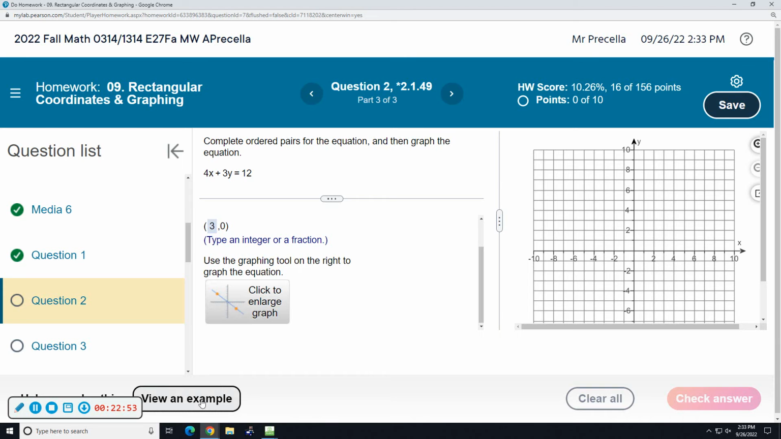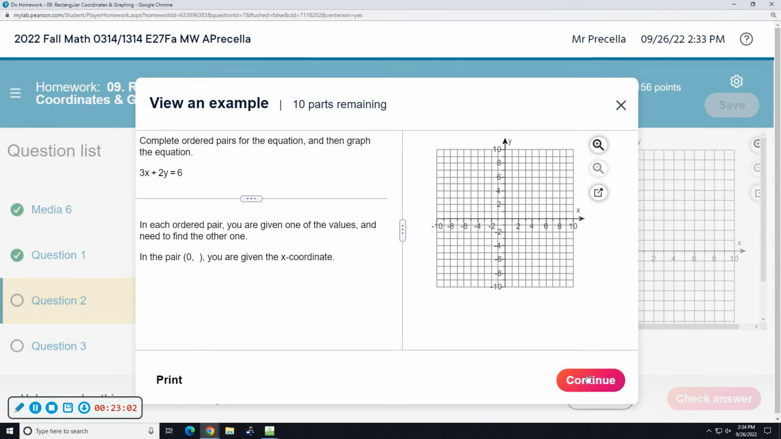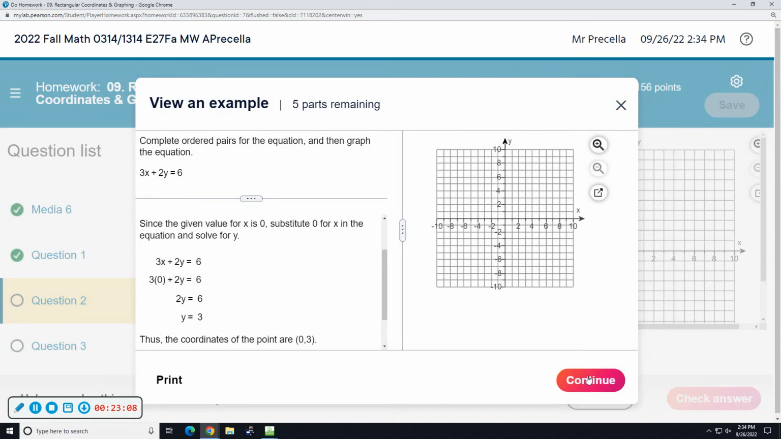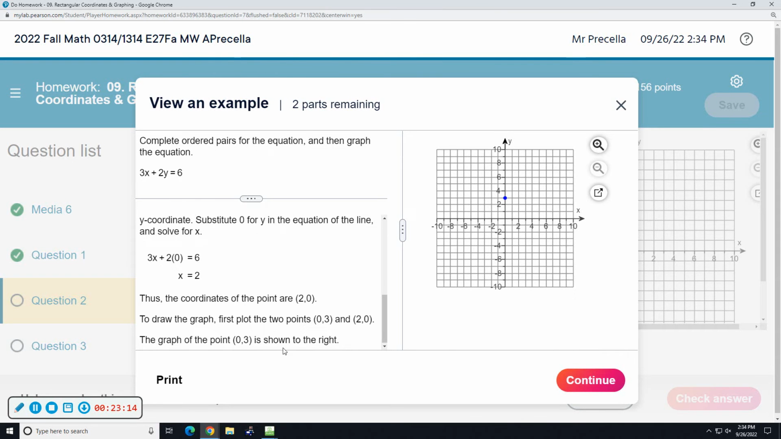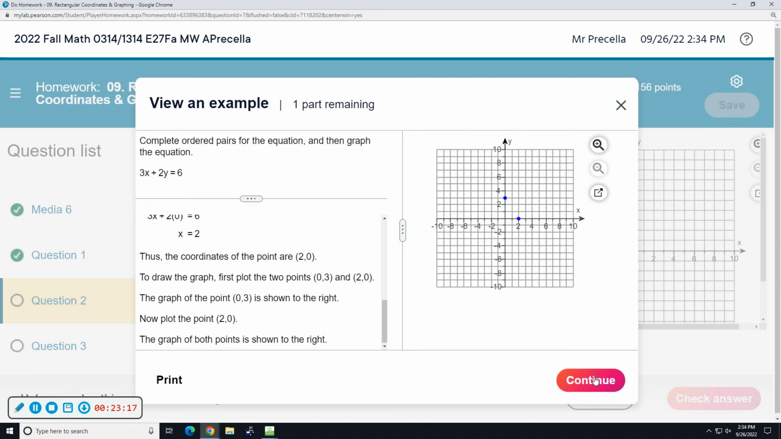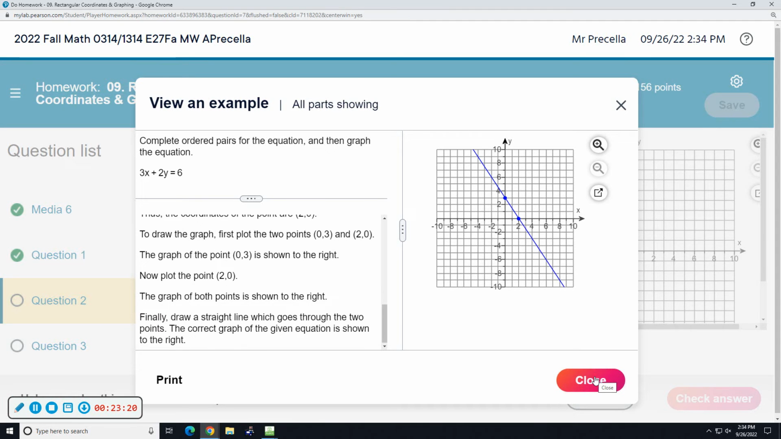Now listen, if you're one of the view an example people, I should warn you, if you view an example and continue, they tell you what to do to get the ordered pairs. Wow, that's a lot of work just to complete those ordered pairs. And now it's time to draw the graph. So they're plotting and plotting, and there's the line. But you'll notice they're not showing you how to do it. The view an example in this section is not good because it doesn't show you how to use those graphing tools.